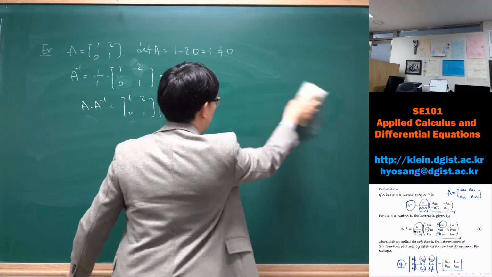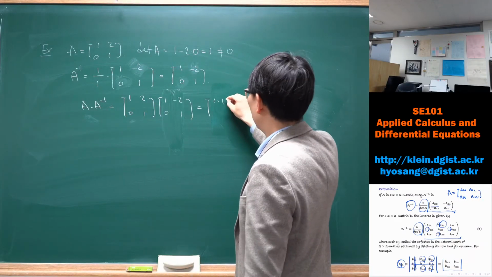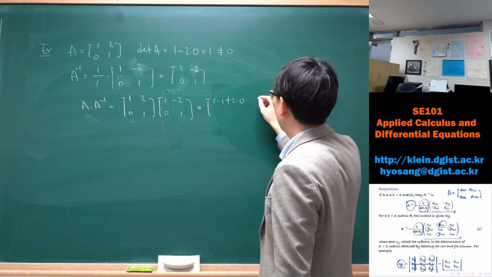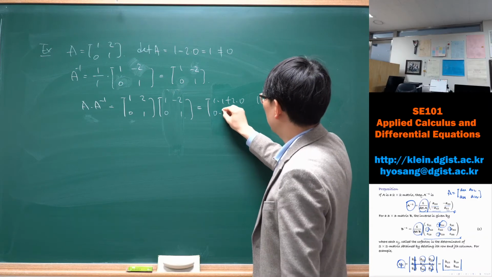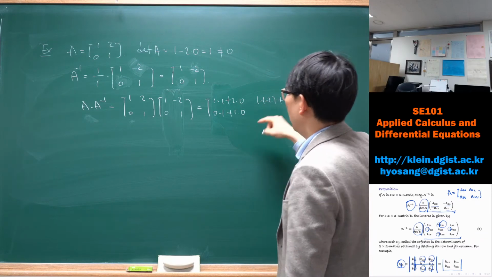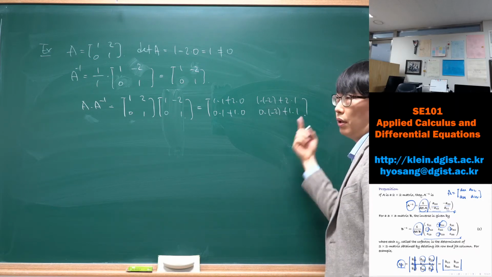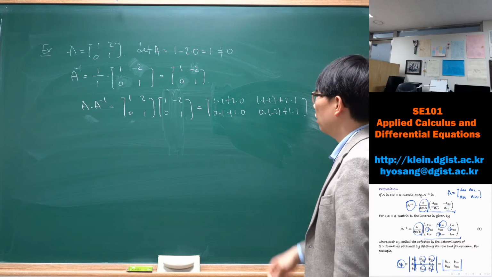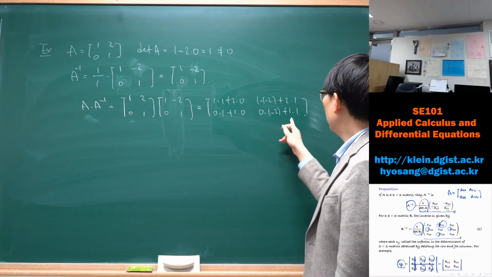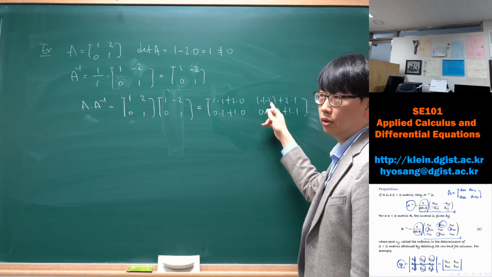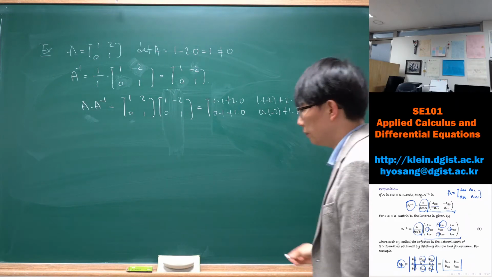Sorry for that. Let me recompute. So here, 1 times 1 plus 2 times 0. 1 times minus 2 plus 2 times 1 here, and 0 times 1 plus 1 times 0, and then 0 times minus 2 plus 1 times 1. You can do this in your head, but I just write it out so that you can review the process of application. So here's 1 and here's 1, and these cancel to be 0, so we get 1, 0, 0, 1. Okay.